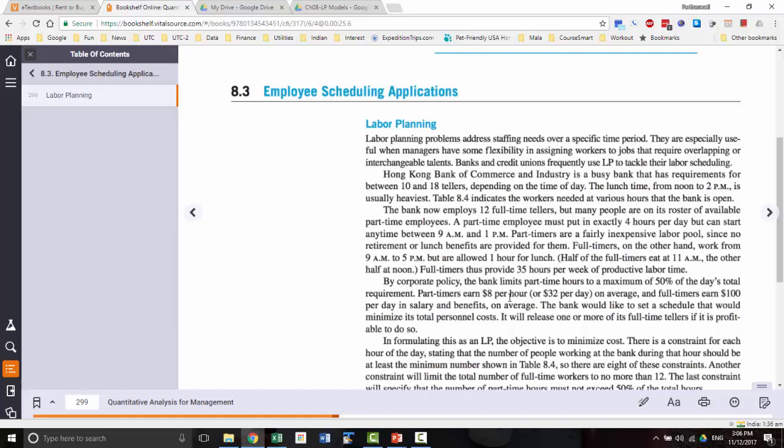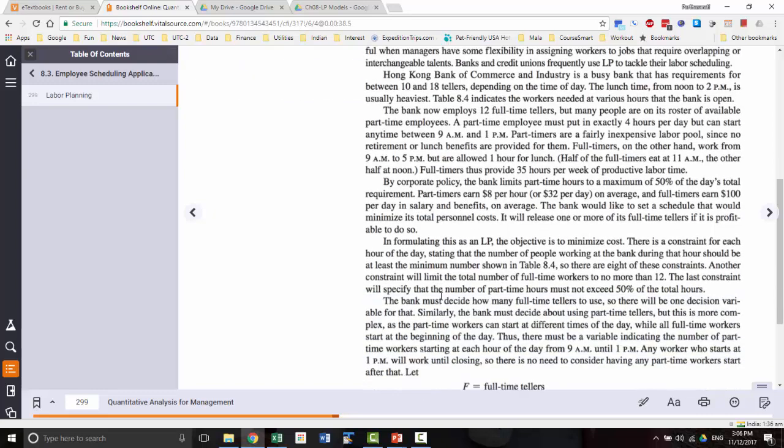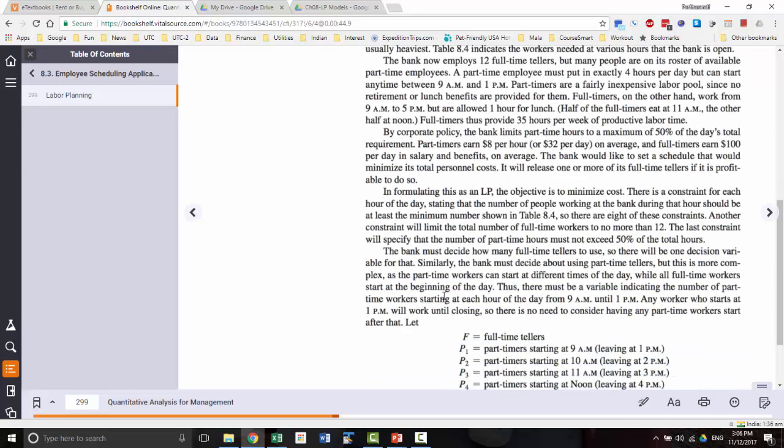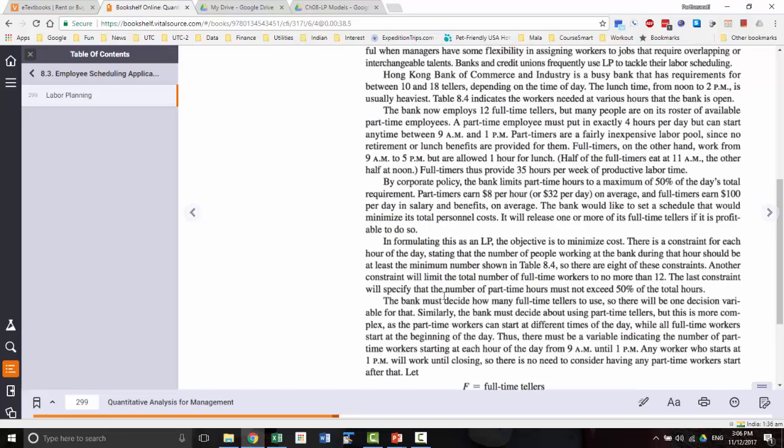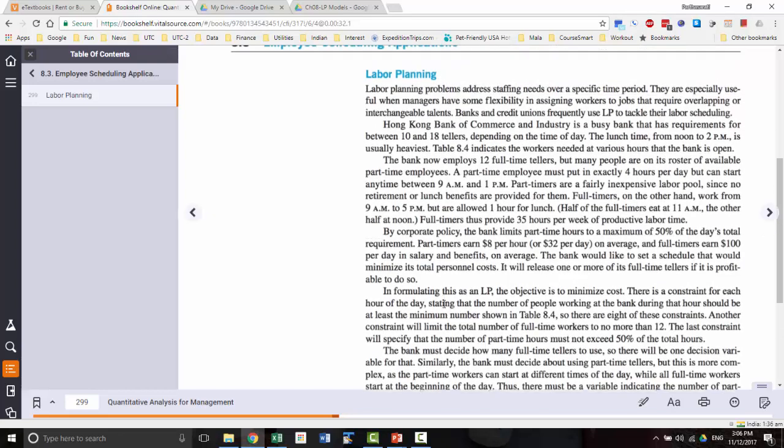The part-timers earn $8 an hour for 4 hours, so $32 a day, and the full-timers earn $100 per day in salary and benefits on the average. Okay, so that's what's given, and now we have to set up the model. Let's head on over to Excel.